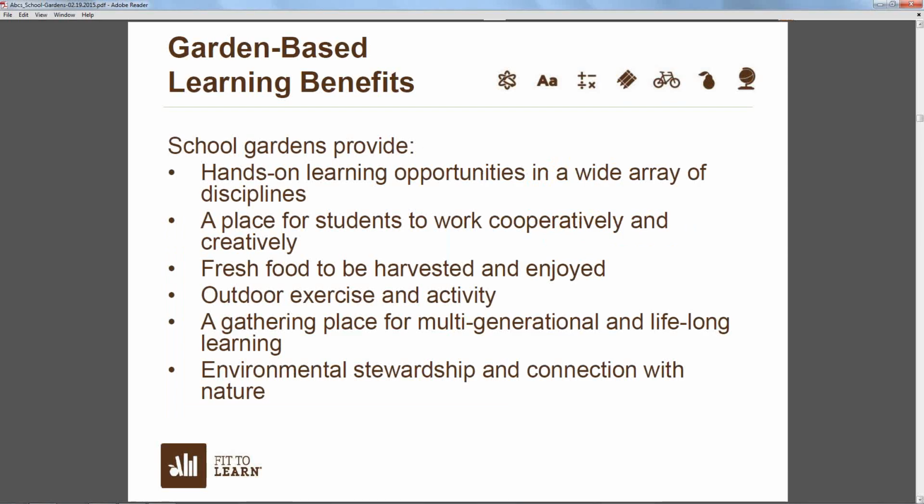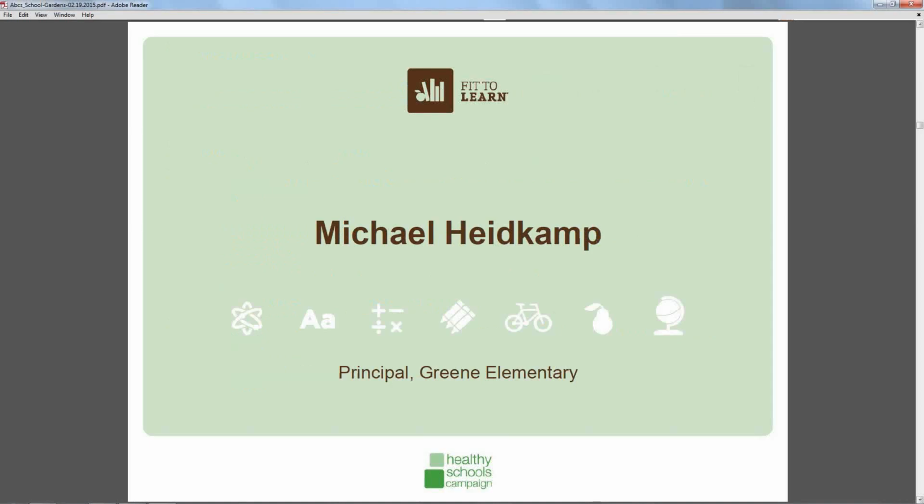Again, here's the overview of the benefits that we see. Obviously, school gardens also provide an outdoor space for exercise and activity. They provide a gathering place for community, and it also fosters a lifelong relationship to the environment. Again, my colleagues will go deeper into one of these points as our presentations go on, but I wanted to share this framework before we dive into specific examples.